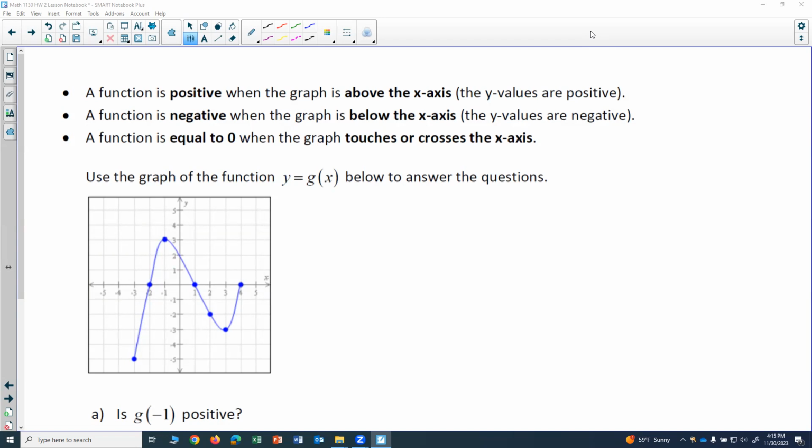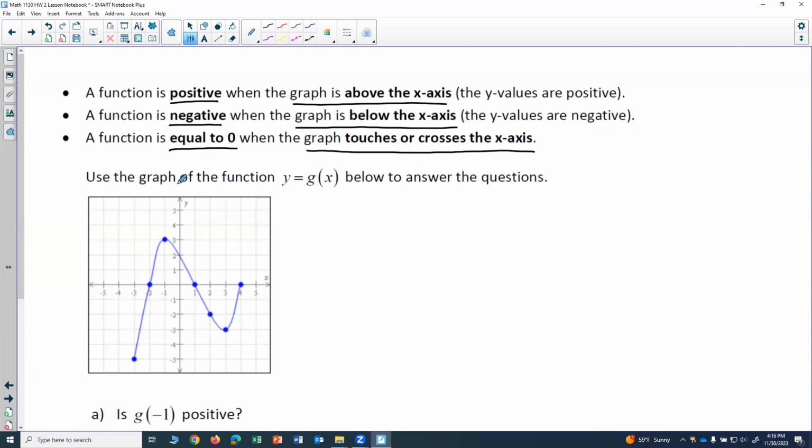A function is positive when the graph is above the x-axis. So positive means that the graph is above the x-axis. This is because the y values are positive when you're above the x-axis. A function is negative when the graph is below the x-axis. That would be the negative y values. And a function is equal to 0 when the graph touches or crosses the x-axis.